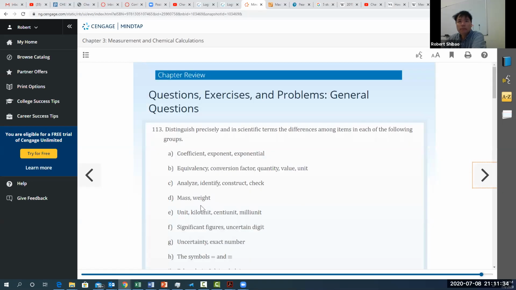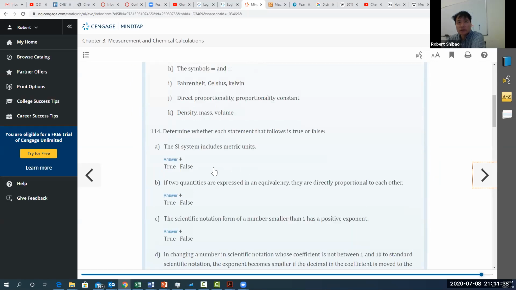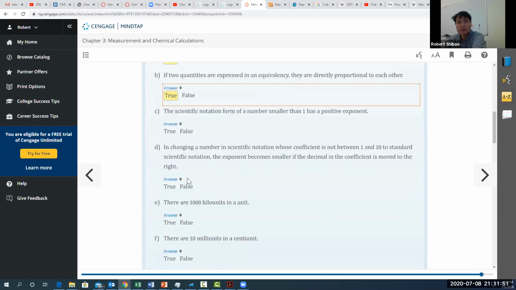Okay, let's go to the next one. SI system includes metric units. Well, that's true. You know that. If two quantities are expressed in an equivalency, they are directly proportional to each other. I think so. Yeah, well, I guess that's right.